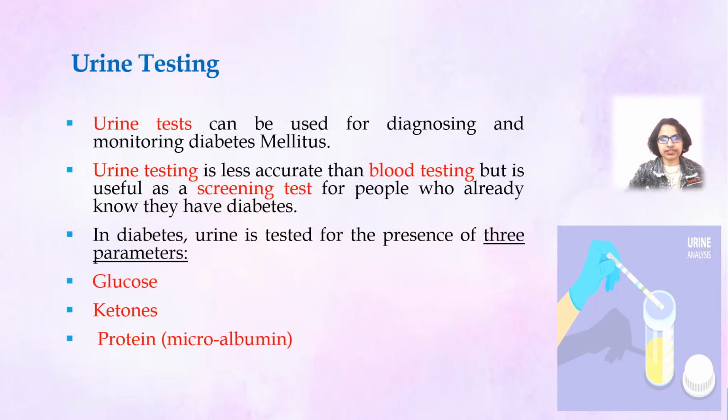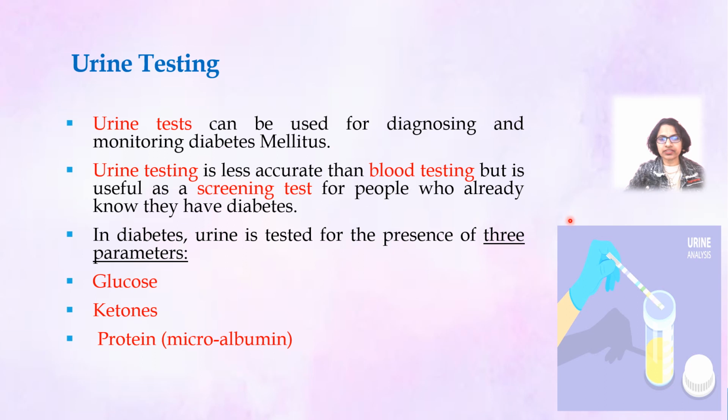The first one is urinary testing. Urine tests can be used for diagnosing and monitoring diabetes mellitus. Urine testing is less accurate than blood testing, but it is useful as a screening test for people who already know they have diabetes. So, in diabetes, urine is tested for the presence of three parameters. What are they? Glucose, ketones, and protein, which is also known as microalbumin.